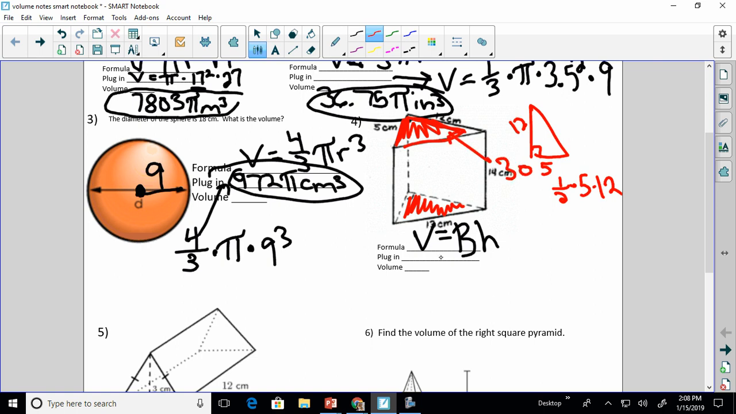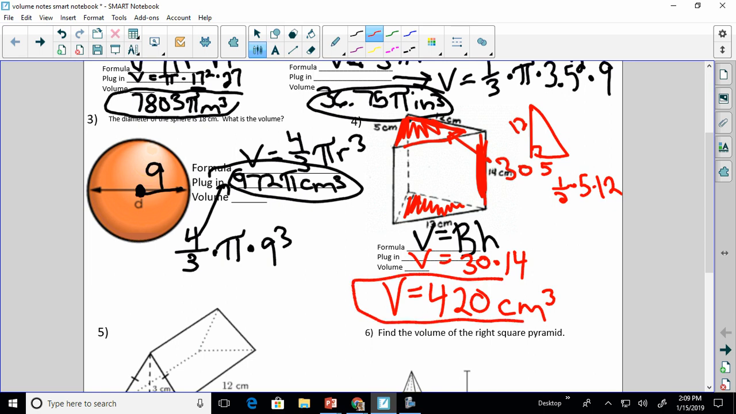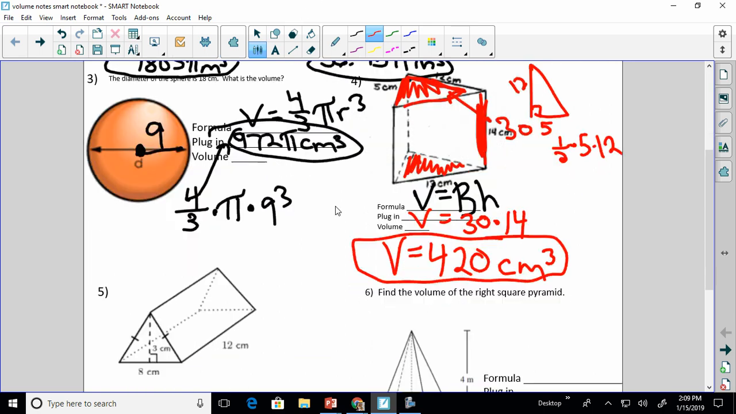Okay, so now I can plug it in my formula. V equals, instead of big B, I put the area there. The area of that base was 30, times the height of the whole shape. It's standing on its base, so the height is how tall it is. So 30 times 14 would give me 420 centimeters cubed. Now that formula did not have pi in it, so I have no pi in my answer. It's just 420 centimeters cubed.